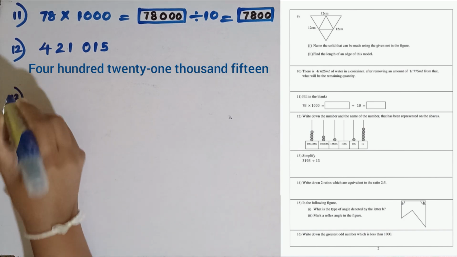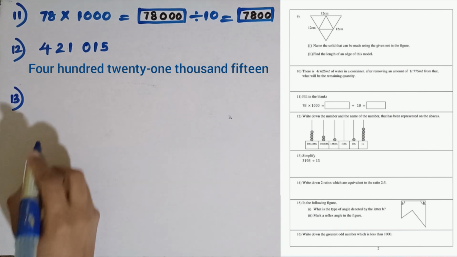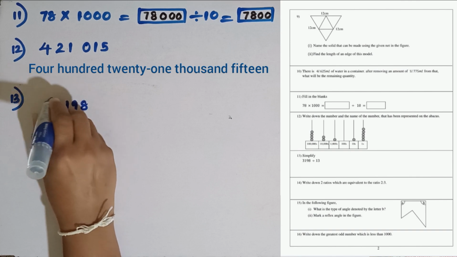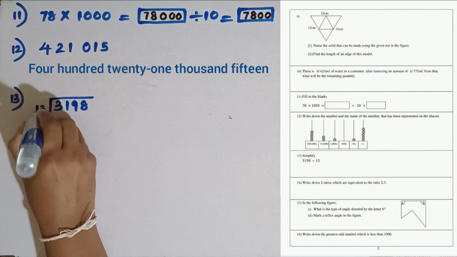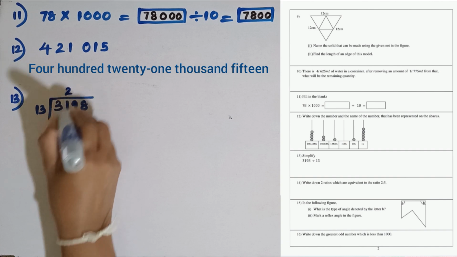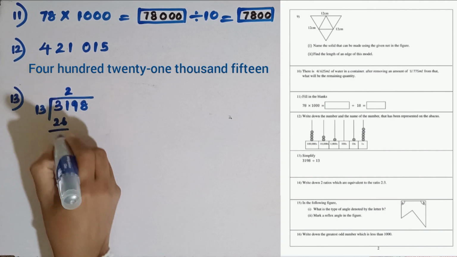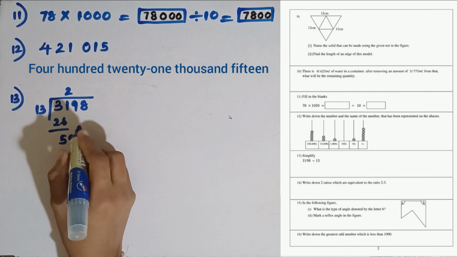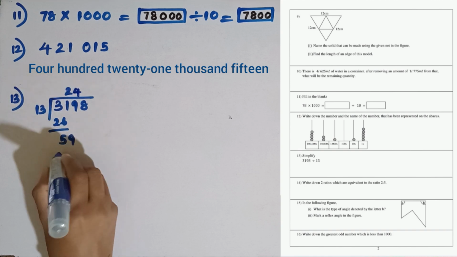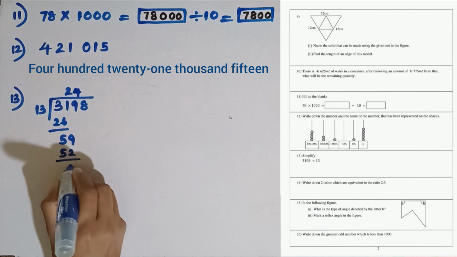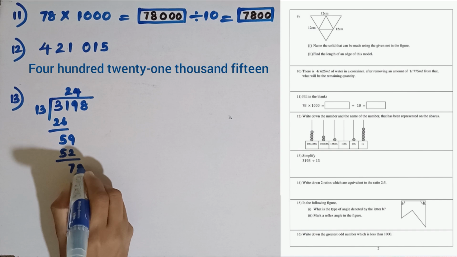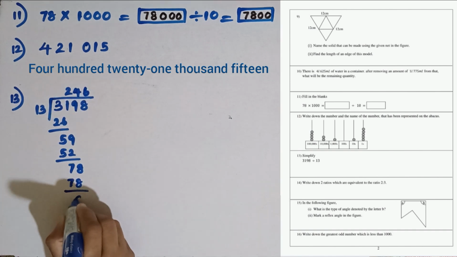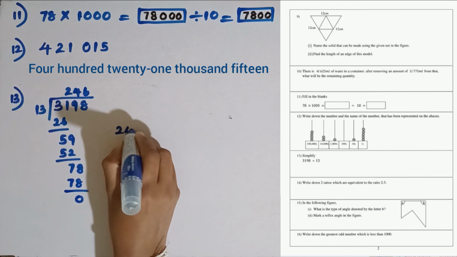Question number 13. We are given to simplify 3,198 divided by 30. 13 times 2 is 26. Then what is the remaining now? 5. Then take this 9 here. 13 times 4 is 52. Then the remaining is 7. Take this 8 here. 13 times 6 is 78. Remaining is 0. So the answer is 246.